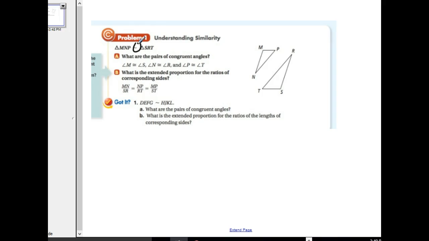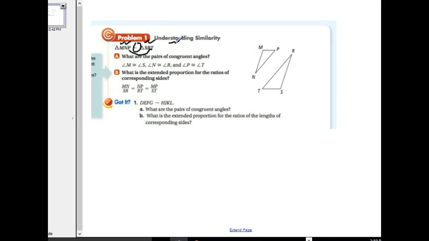That means angle M is going to correspond with angle S in the same way that angle N will correspond with angle R, and then P is going to correspond with angle T. So it says, what are the pairs of congruent angles? Just like I previously said, angle M is going to be congruent to angle S, angle N is going to be congruent to angle R, and then finally angle P is going to be congruent to angle T.